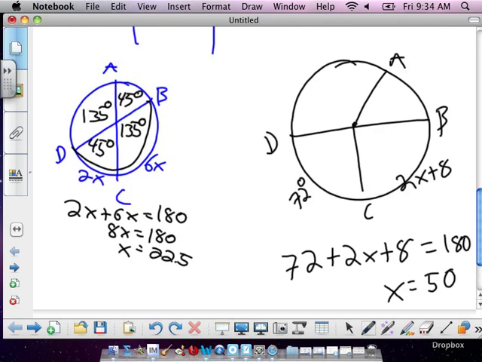And then I've got to plug everything back in, right? So I know this is also 72. We agreed? Okay. Then we know this is 108, and this is 108.